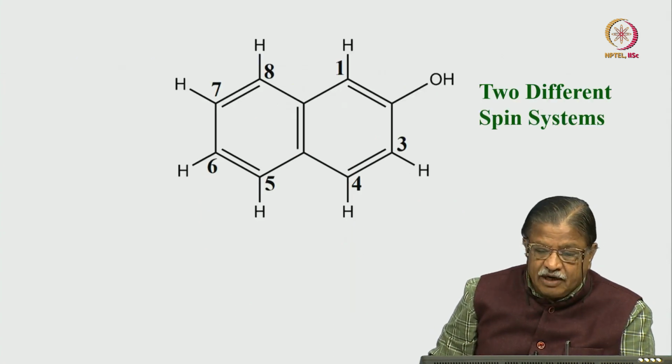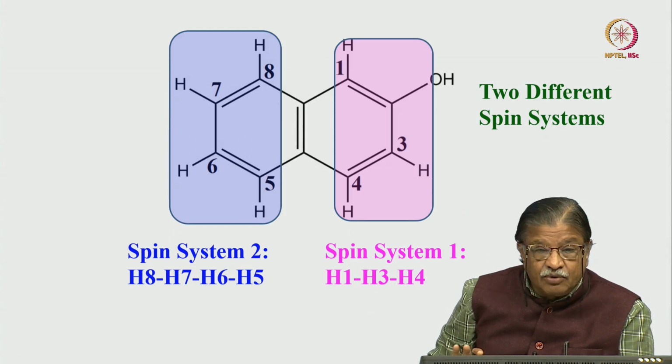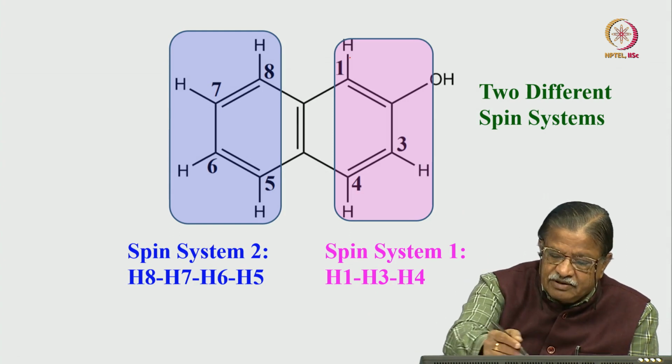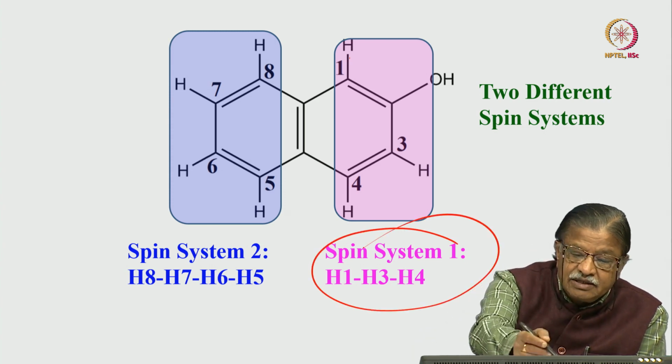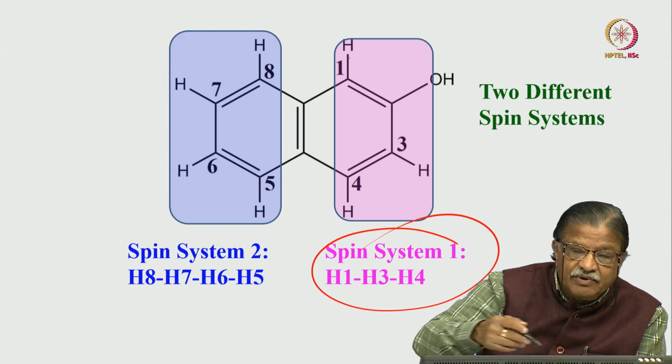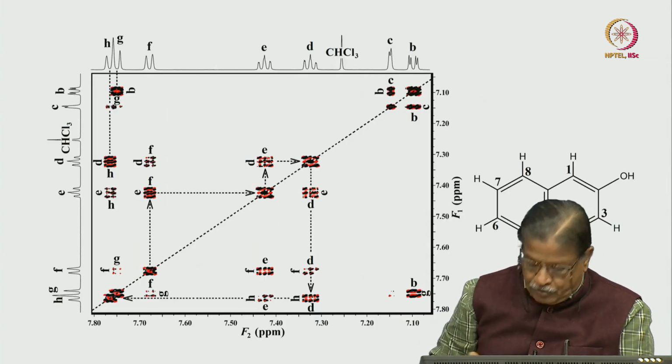Okay, we will start with this. I will say this is one spin system, this is another spin system. There are two different spin systems. These three protons, numbered 1, 2 and 3, form one spin system. This 5, 6, 7, 8 forms another spin system. Now analysis of this one is very easy from the COSY.